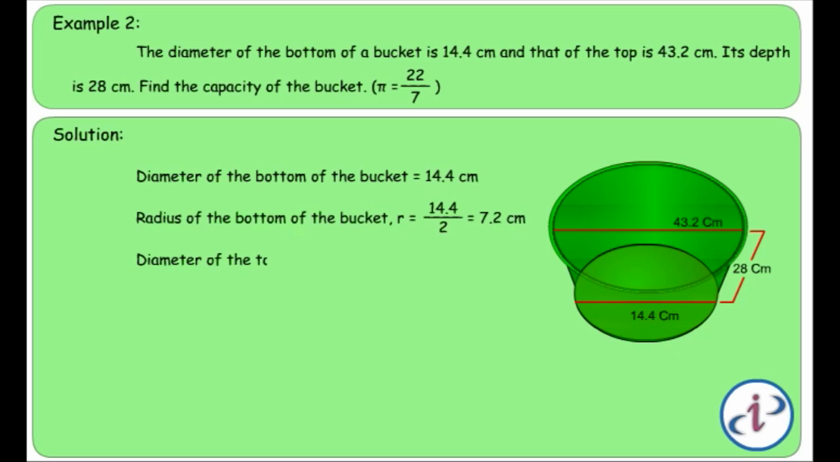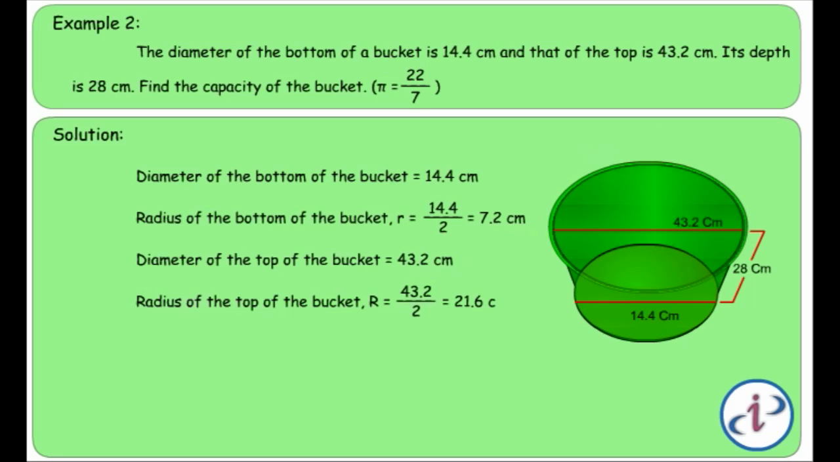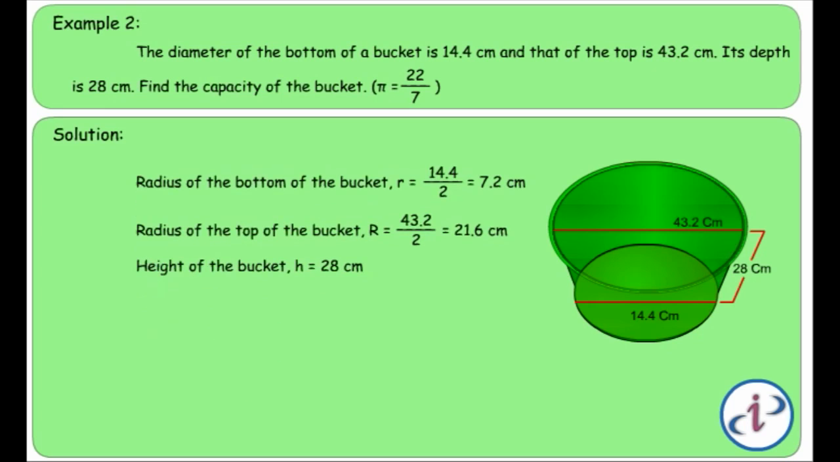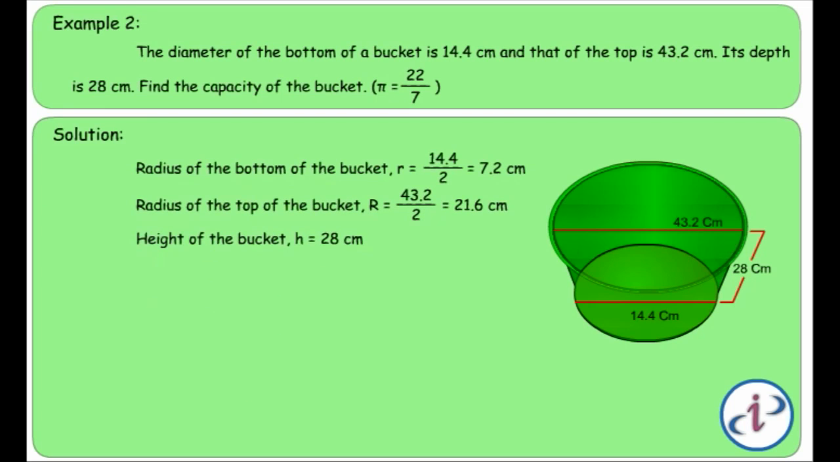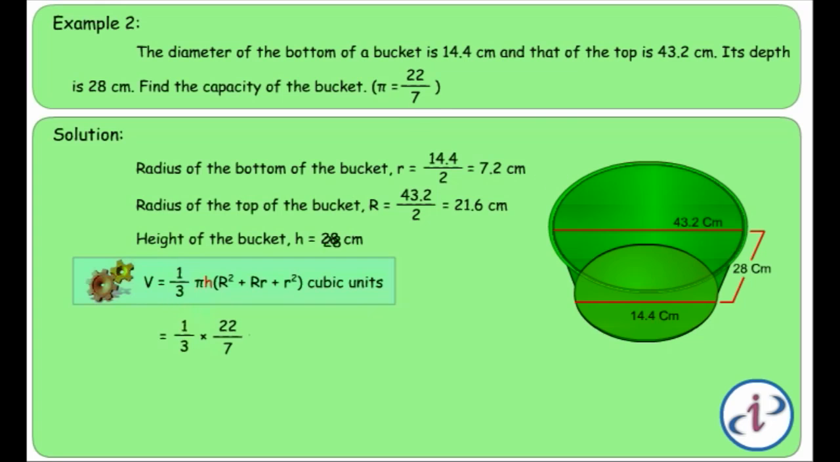Diameter of the top of the bucket is equal to 43.2 centimeters. Radius of the top of the bucket R is equal to 21.6 centimeters. Height of the bucket h is equal to 28 centimeters. Bucket looks like a frustum of a cone. So, using volume of the frustum of a cone, we can find the capacity of the bucket. Substituting the values of capital R, small r and height, we get the step as shown.